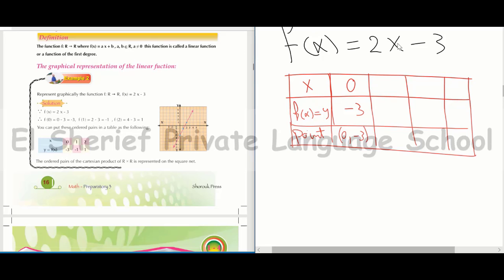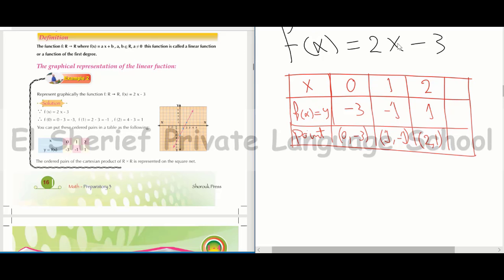If we put x as 1, by substitution in the function, 2 times 1 equals 2 minus 3 equals negative 1. The other point that the straight line passing through it is 1 and negative 1. We can put another point for satisfy the straight line, like 2. 2 times 2 equals 4 minus 3 equals 1. Then it passing through point 2 and 1.